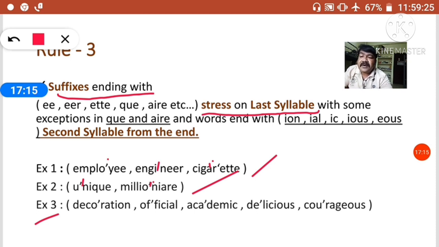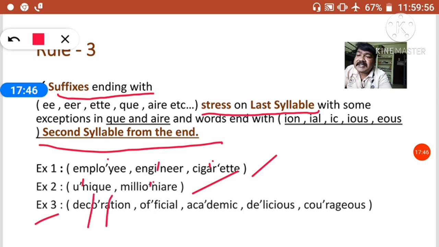See here, decoration. It has four syllables, means a polysyllable. DE is the first syllable, CO is the second syllable, RA is the third syllable, TION is the fourth syllable. But here, what did I say? Second syllable from the end. So TION is the first syllable from the end, and RA is the second syllable in this word decoration.